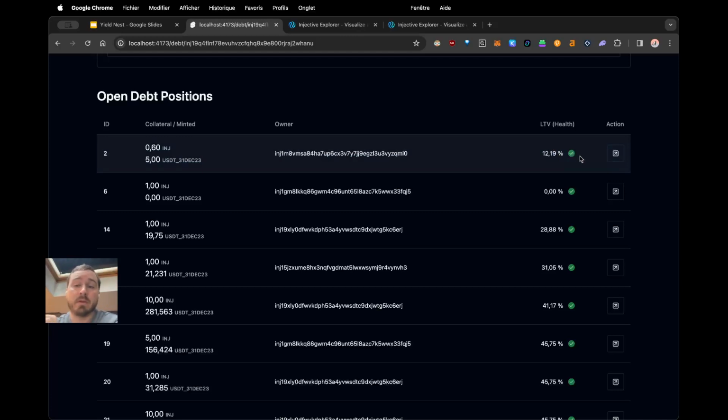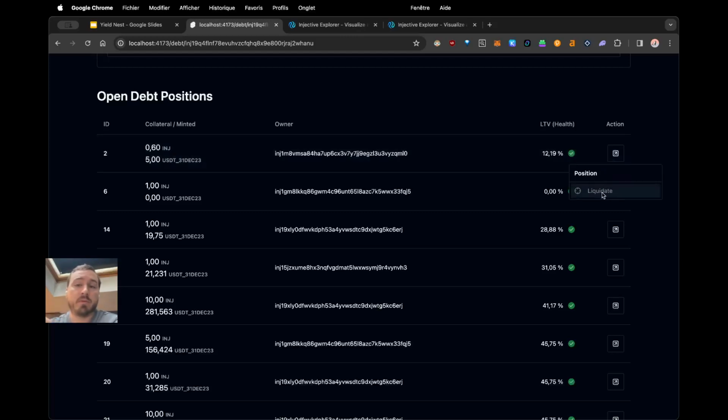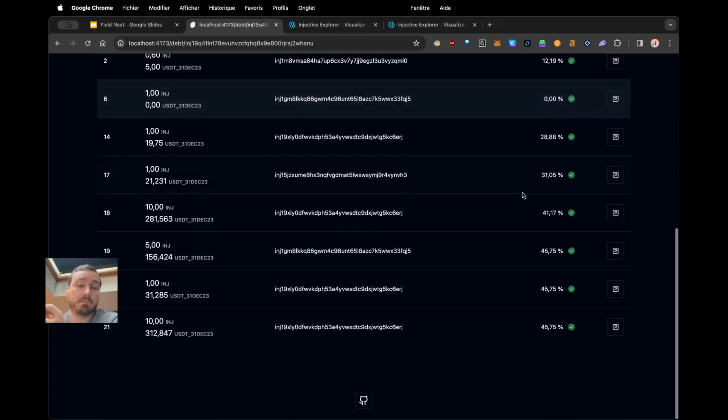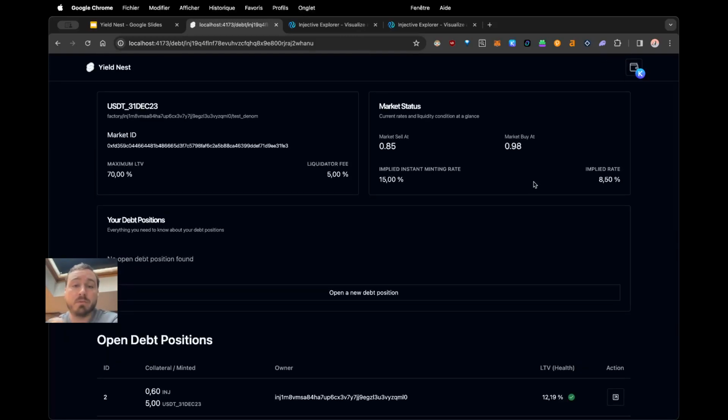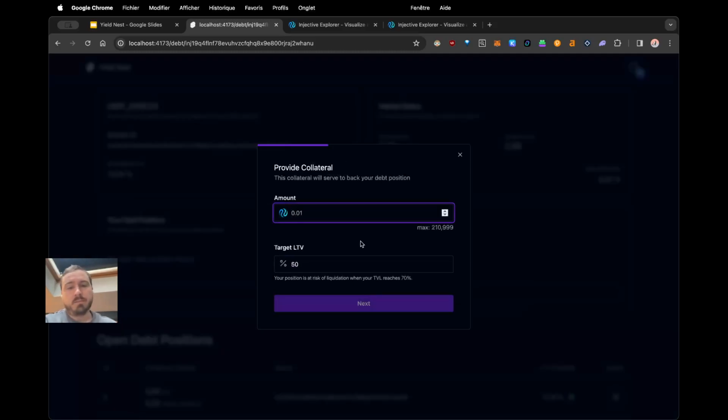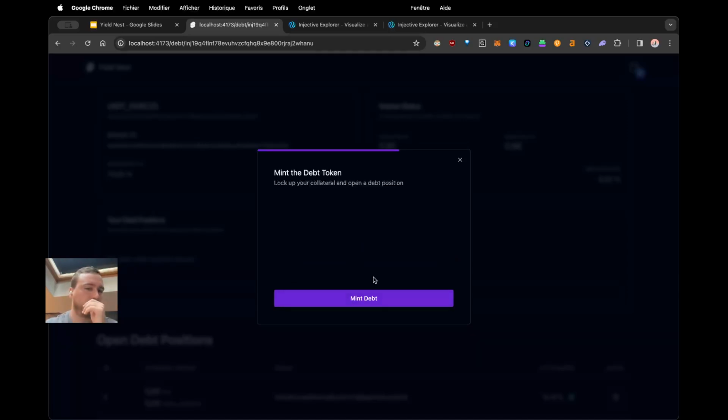You can also take action on a position. You can liquidate a position if it isn't healthy, but they are healthy today, so we can't do anything about it. So let's open a new debt position. I'll be using one single Injective as collateral, and I'm not too much into risk, so I'm going to use a target LTV of 20%, just to make sure I never get liquidated. Next. Okay. We'll be minting the debt token, so let's go.